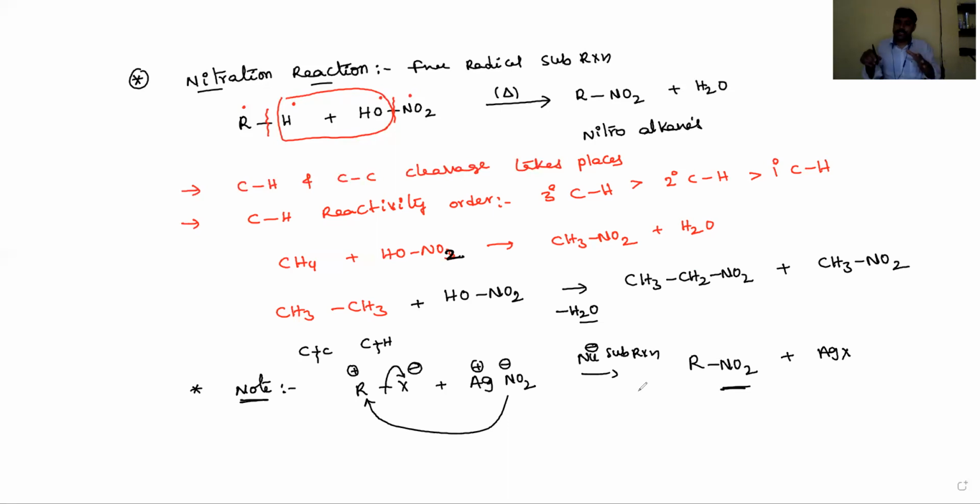Okay, if you want to prepare nitroalkanes, you have to take alkyl halides, react them with silver nitrite, and produce nitroalkanes as the major products. This reaction is a nucleophilic substitution reaction. When alkanes react with vapor phase nitric acid, they produce nitroalkanes. Those reactions belong to free radical substitution reactions.